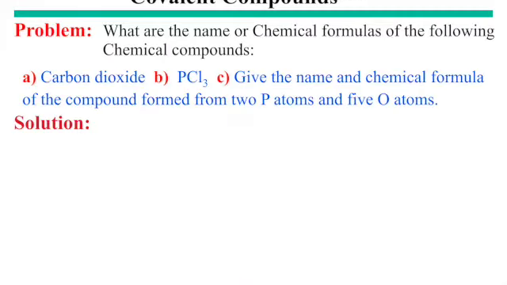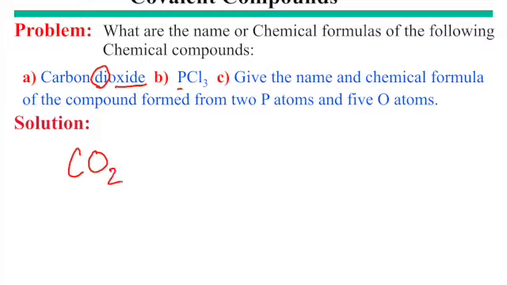The first would be carbon dioxide. Using my rules, the first element is carbon, so that's easy enough to write, carbon. The second is, you see the prefix di and oxide. Oxide comes from oxygen, so oxygen is converted into oxide, so I know I have oxygen. The di means I have two, so there's carbon dioxide.